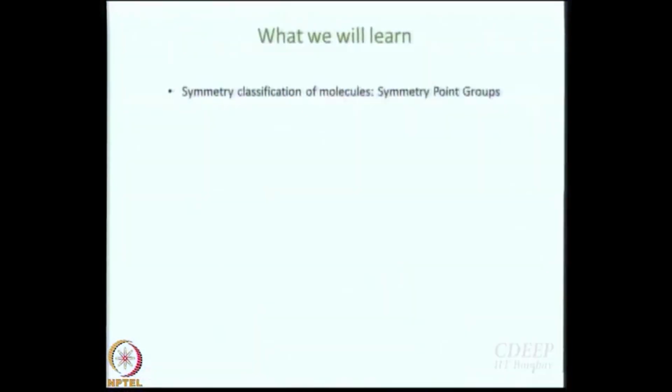We are going to learn how to use numbers to figure out many things about molecules. And that's why it's a beautiful subject. So this is what we are going to learn roughly. To start with, today we will start itself. We will perform a symmetry classification of molecules and we learn what are symmetry point groups. Symmetry point groups are basically like systematic nomenclature of molecules, right?